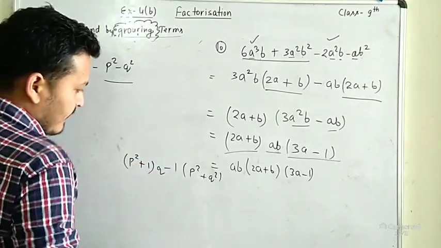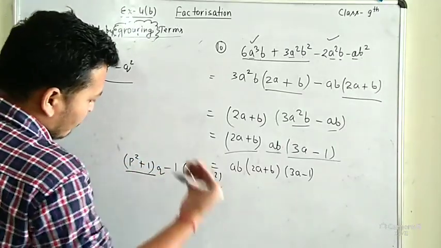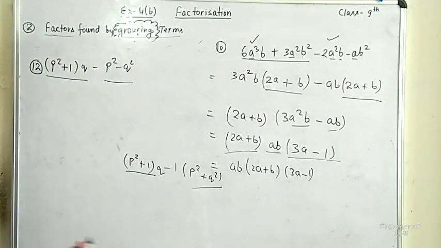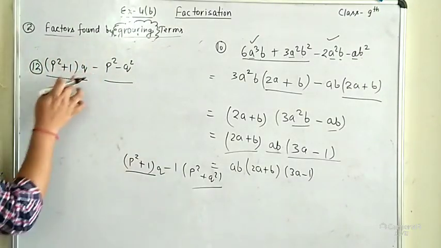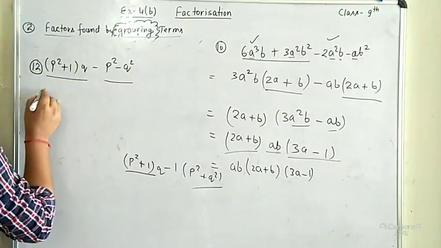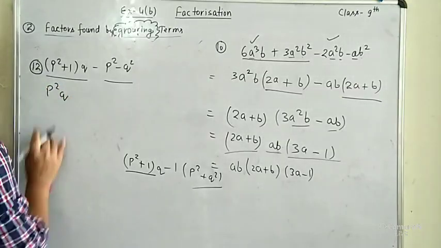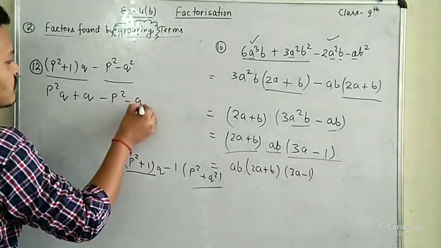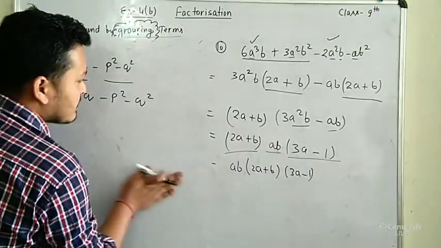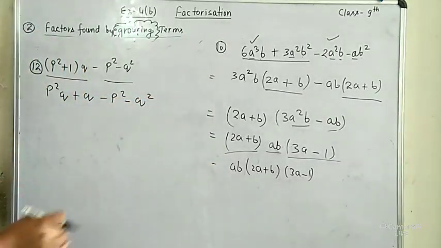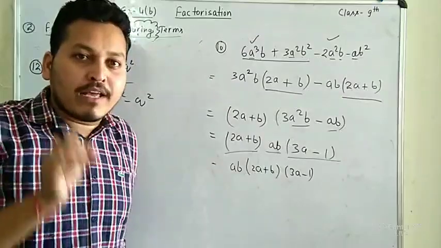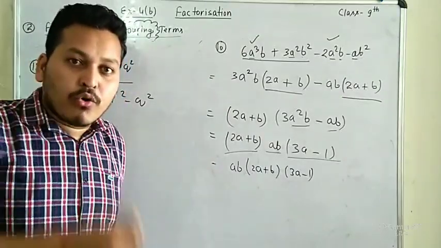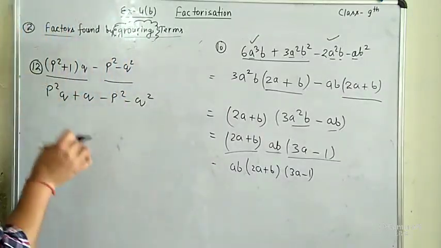But here we will find again nothing is common out, nothing is common. So multiply, first of all multiply this q inside the bracket, then it is p square into q, then plus q, then minus p square minus q square. Why am I multiplying this thing inside the bracket? So we can arrange the same variable in the same terms in the grouping method. Okay, we can arrange the same terms in a group.